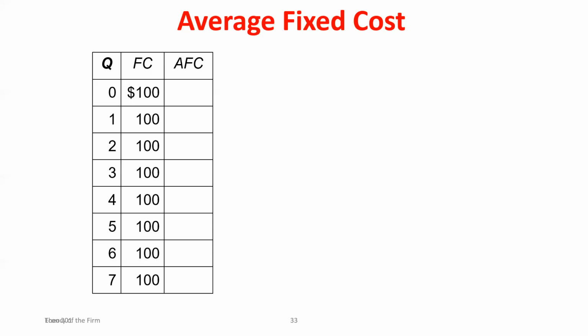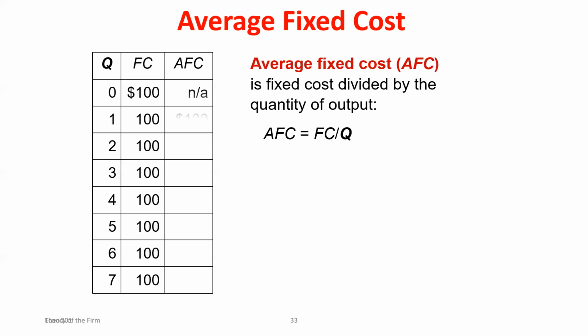So average fixed cost, anytime we're finding an average, we're just going to take the total fixed costs, or the total of whatever we're trying to find the average of, and divide it by quantity. Well, what's true about my fixed costs? They don't change as my quantity changes. So as I produce more and more, what's going to happen to my average fixed costs? Yeah, I just keep dividing it by a larger and larger number.